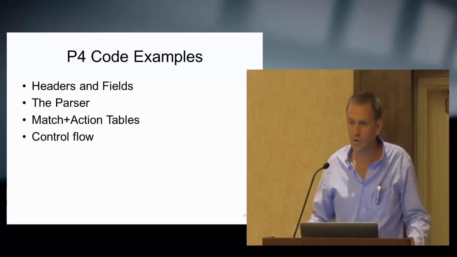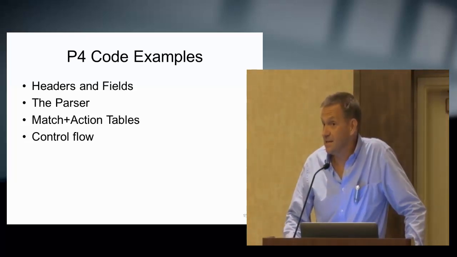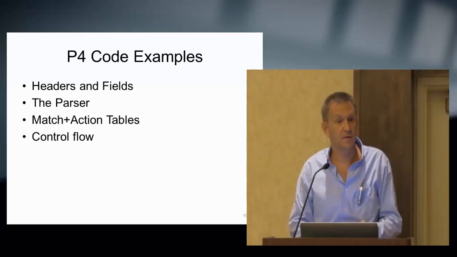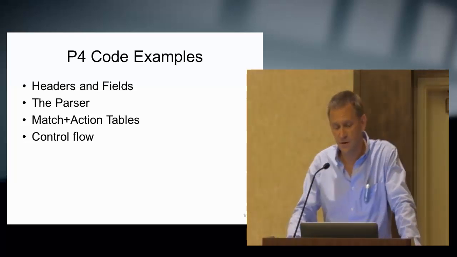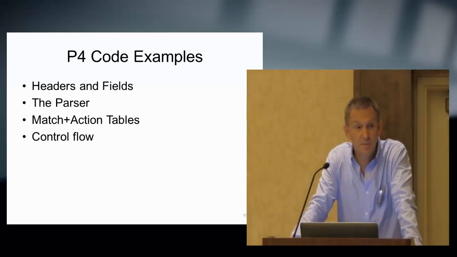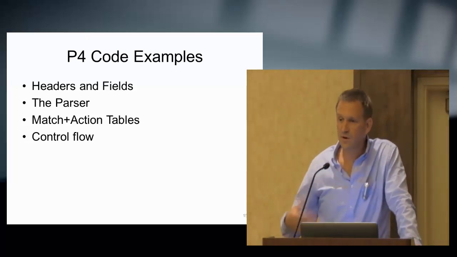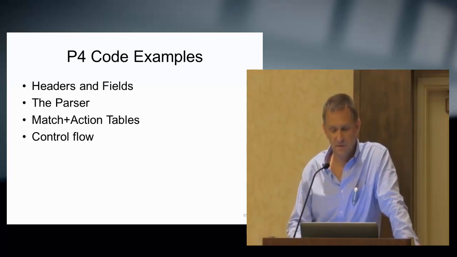So there are really four parts to a P4 program. First is we need to express the headers and fields that we're going to be using. Then we need the parser. The parser will figure out how to extract the headers from the wire and recognize the appropriate headers. Then we need the match action tables. And then we need some way to express and describe how packets will be processed by that set of tables.